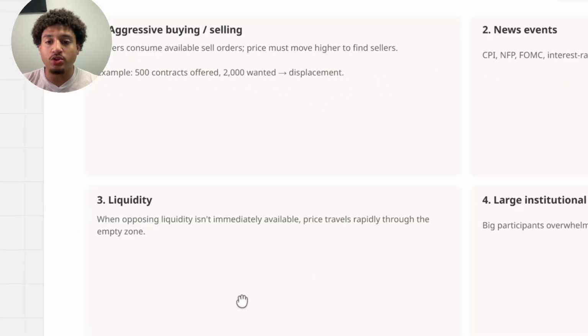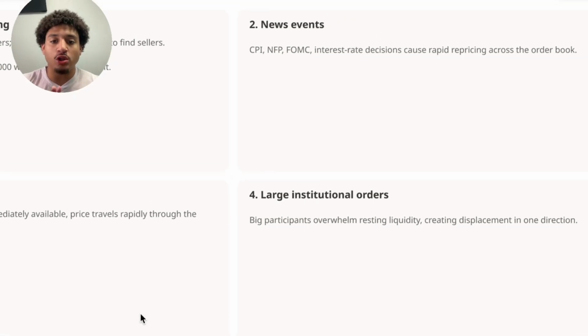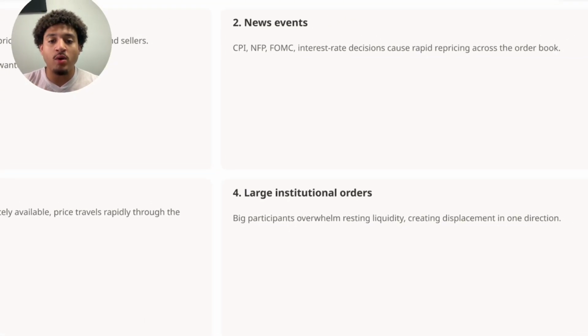Number three is liquidity. When opposing liquidity isn't immediately available, price travels rapidly through the empty zone. Now four is large institutional orders. Big participants overwhelm resting liquidity, creating displacement in one direction, either bullish or bearish.